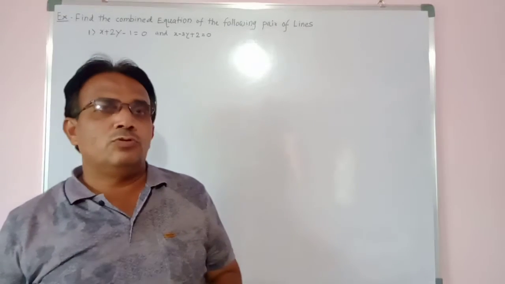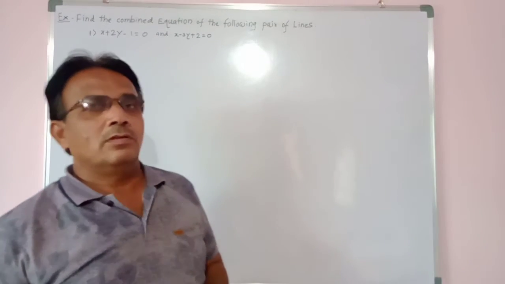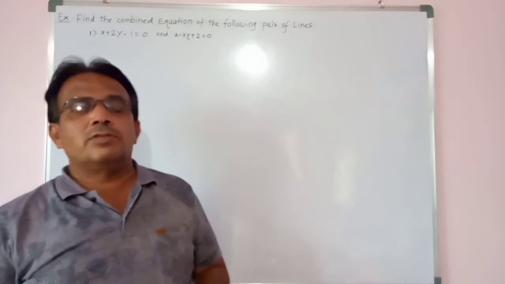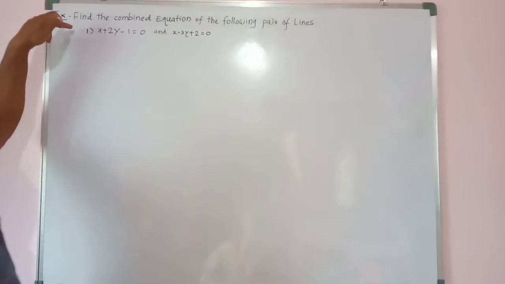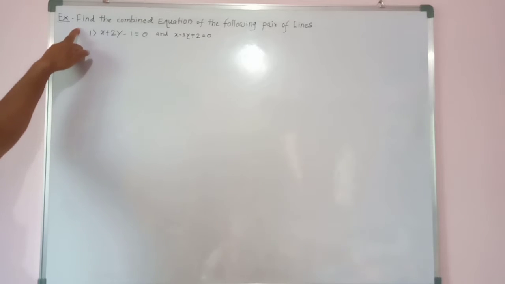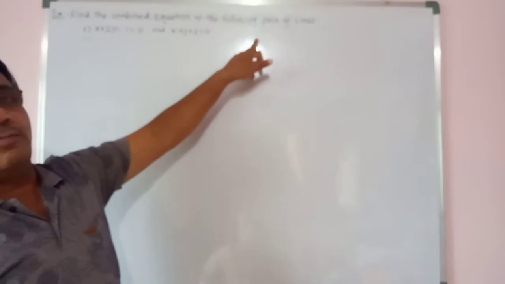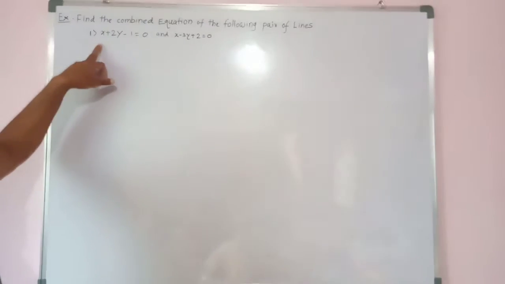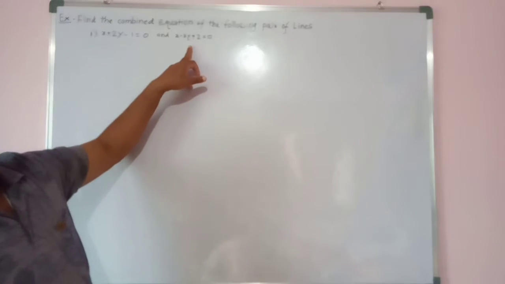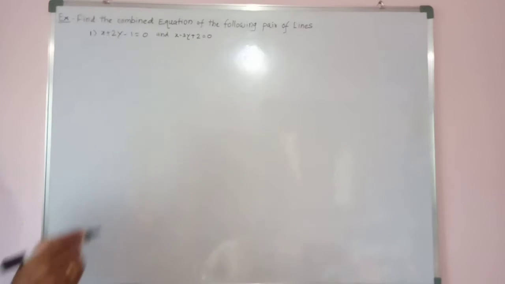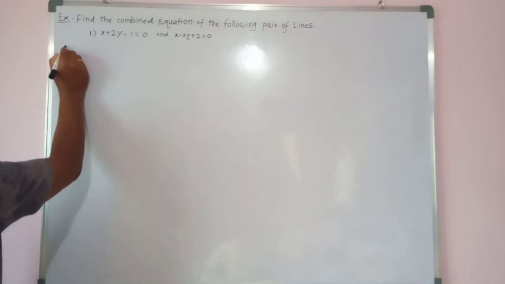Today I am going to start one example of combined equation of pair of lines. Find the combined equation of the following pair of lines. One example is x plus 2y minus 1 equal to 0 and x minus 3y plus 2 equal to 0. Solution.